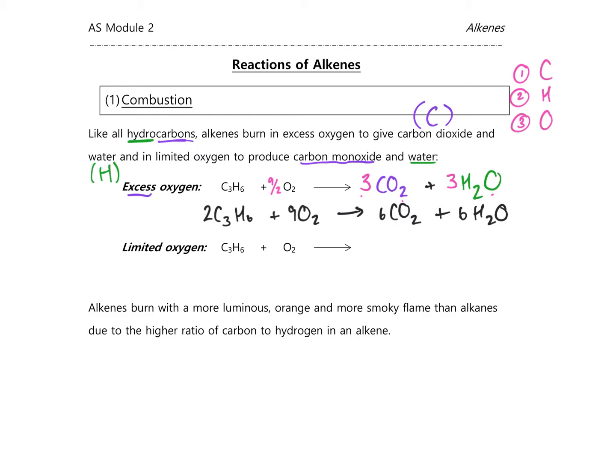However, if you had a limited supply of oxygen, then your products will be different. So we would get carbon monoxide produced and water, and then just balance from there. Starting with your carbon again, we'll need 3 carbon monoxides and we'll need 3 waters. Then count up your oxygens on the right hand side. We have 3 plus 3, which is 6, and so therefore we'll need 3O2. With those types of questions, you may be asked to write the equation for the combustion of any alkene. Just check your products depending on whether it's excess or limited oxygen, and then balance.